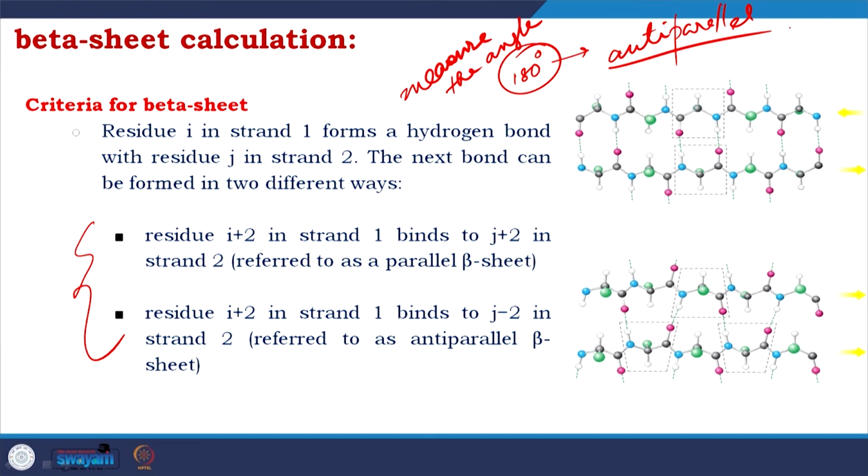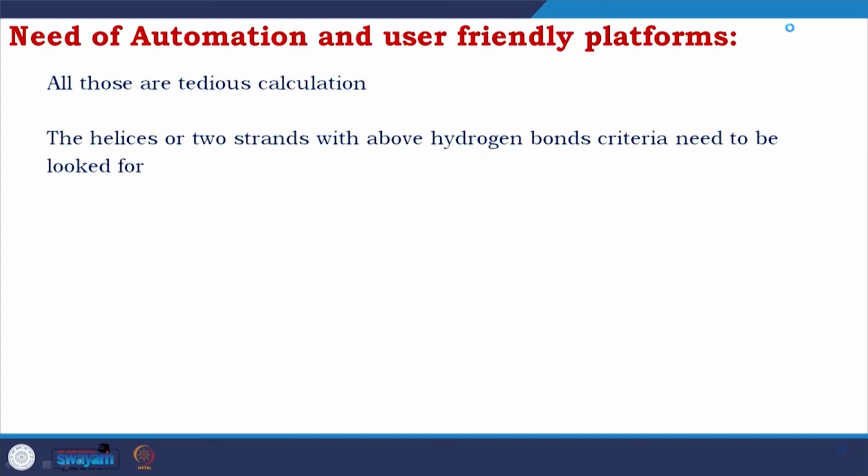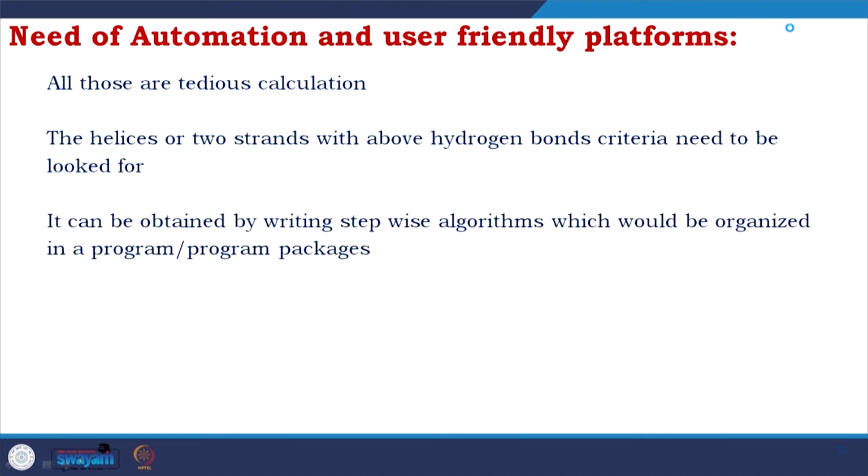By incorporating those logics in the algorithm, again you are going to have a program which could successfully calculate the presence of beta sheet. So, you could do that, but all those are very tedious calculations. You should try them: download the PDB file, get the coordinates and try those formulas. The helices, the two strands, hydrogen bond criteria, other distances between ligand and enzyme, all these are very tedious calculations. So, it could be obtained by writing stepwise algorithms.